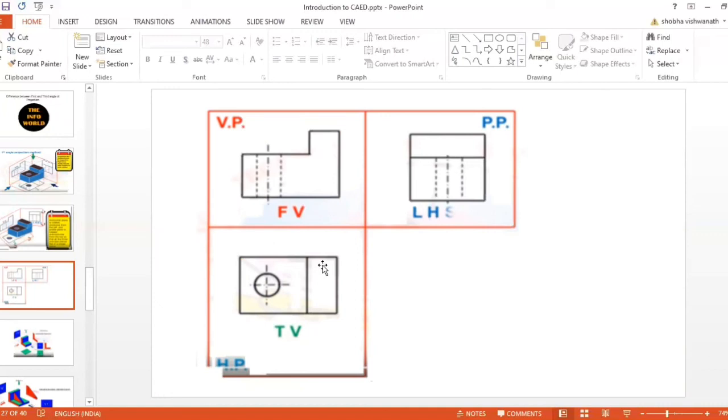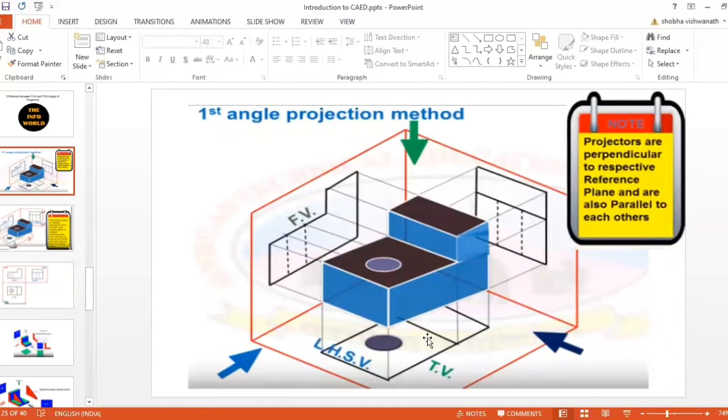In engineering drawing, most of the problems you're going to draw only the front view and top view. This is the vertical plane, and this is the horizontal plane. So second, only these two views, front view and top view, you're going to draw. When you see from the top, you draw the top view. When you see from the front, you produce the front view.